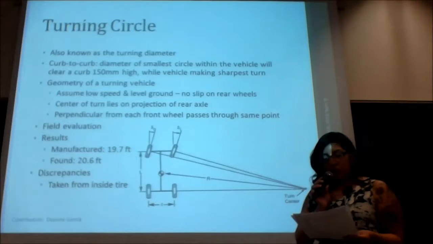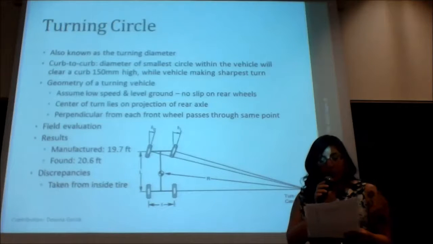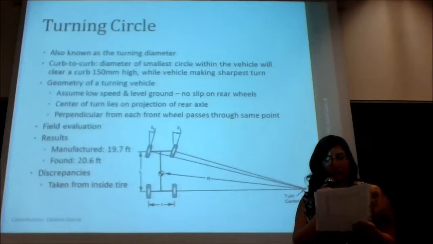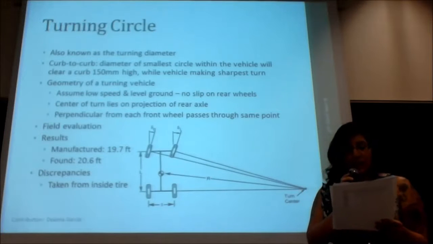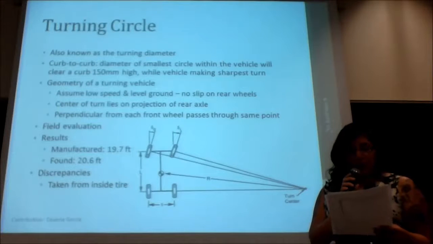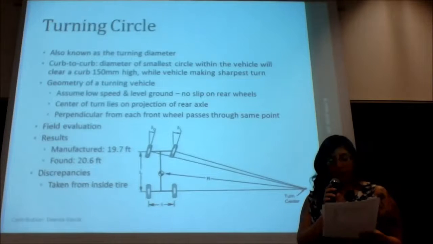We look at the geometry of a turning vehicle as seen in the figure. We're going to assume low speed and level ground, which results in no slip on the rear wheels. Because of this, the center of the turn must lie on the projection of the rear axle. Consequently, the perpendicular from each front wheel should pass through the same point, which is the center of the turn.